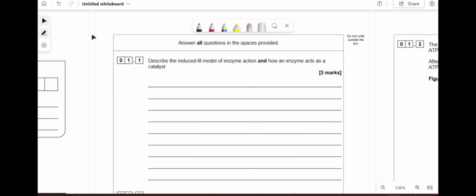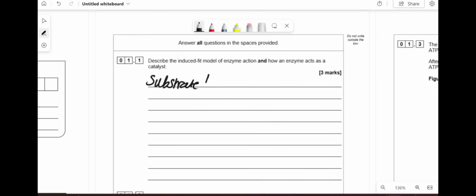All you've got to say in these kinds of questions is, first of all, you've got to describe the induced fit model. So the active site changes shape slightly, so it becomes complementary to the substrate. And then what does it do? Well, it binds to the substrate, forming an enzyme substrate complex. And then it says, how does the enzyme act as a catalyst? All catalysts reduce the activation energy.